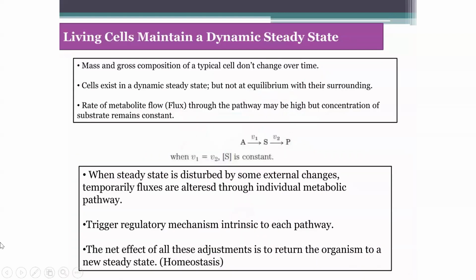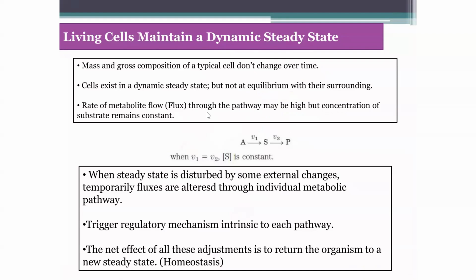So now, the next thing is the living cell. The living cells maintain a dynamic steady state. So when you say a dynamic steady state, generally a steady state means it's a maintenance of constant concentration of molecules or ions in a cell or any organs of the living organisms.